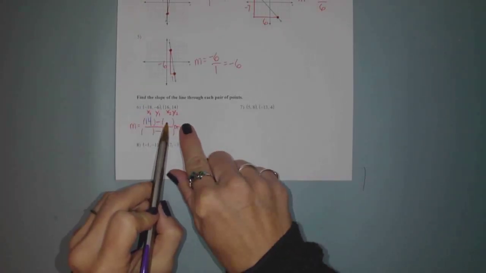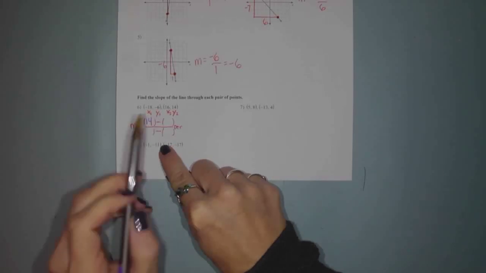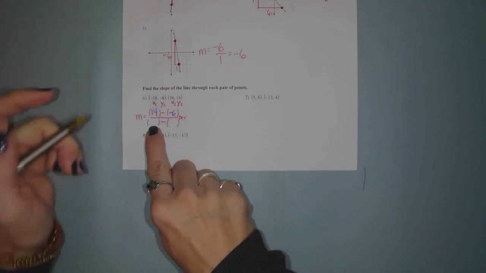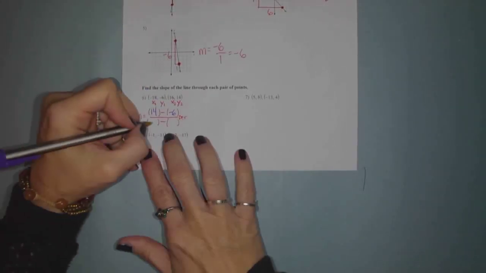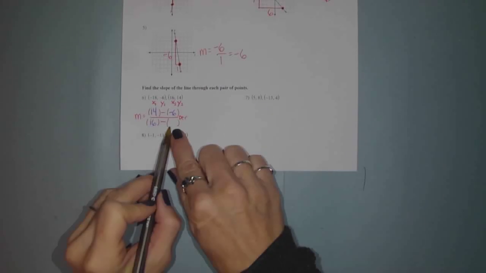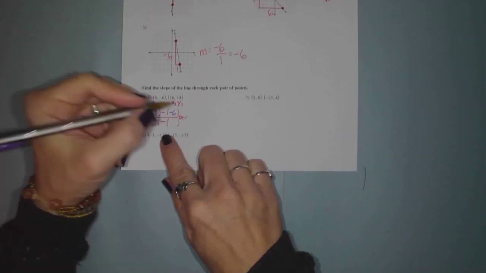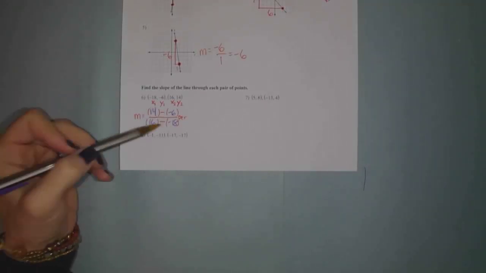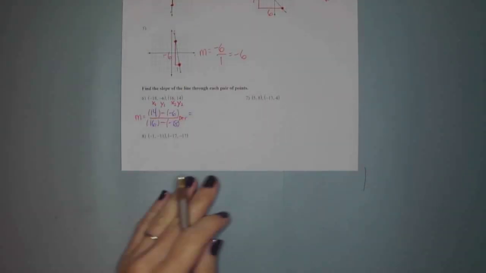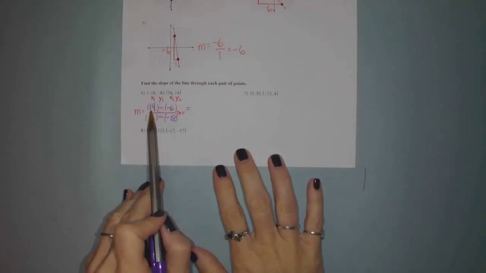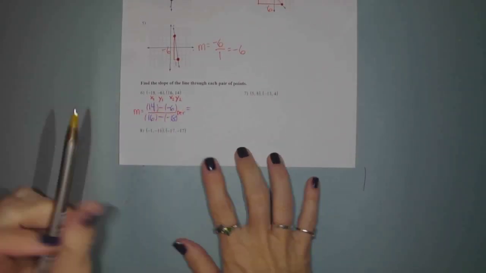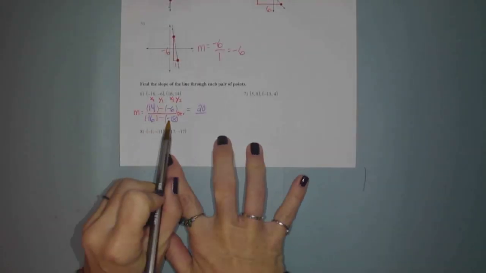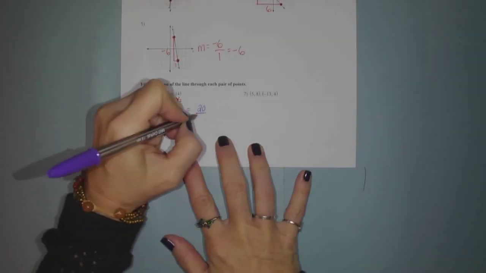And then in this slot, I'm going to put y sub 1. That's -6. X sub 2 goes here. X sub 2 is 16. And this is x sub 1, so that's -18. Lots of negatives here. That's why I like the parentheses, because you have to be careful. Now we simplify. So 14 minus -6 is 20. 16 minus -18 is 34.